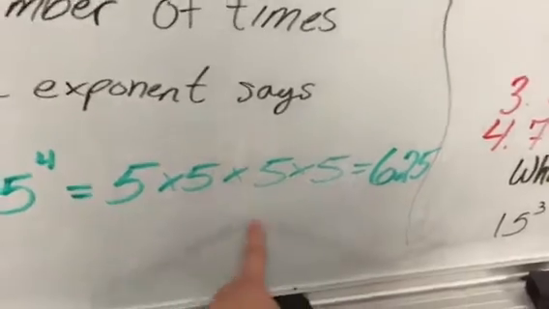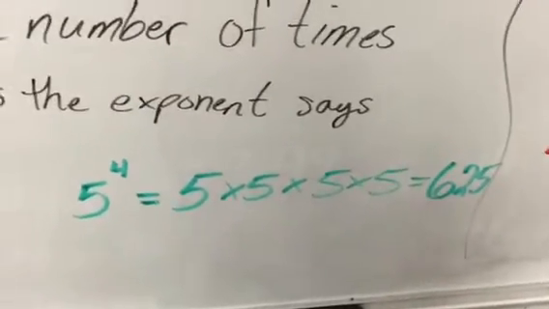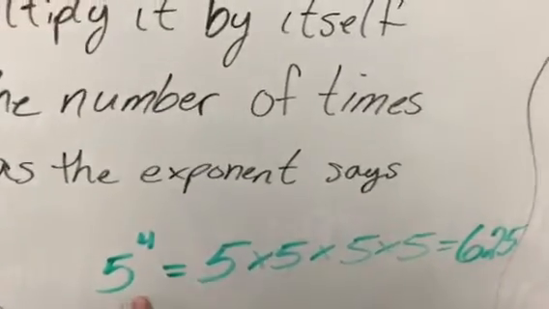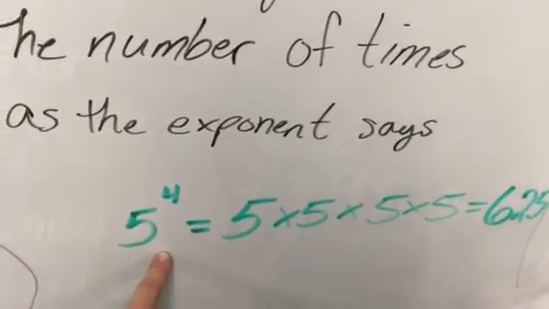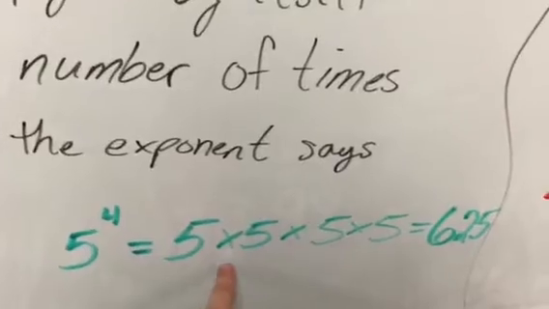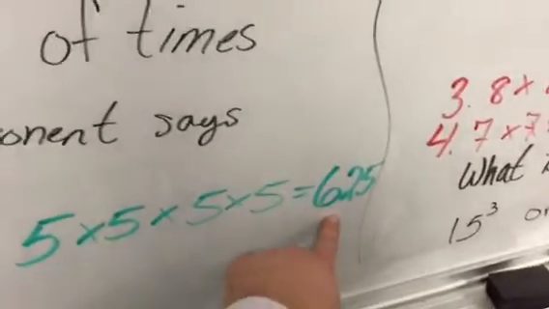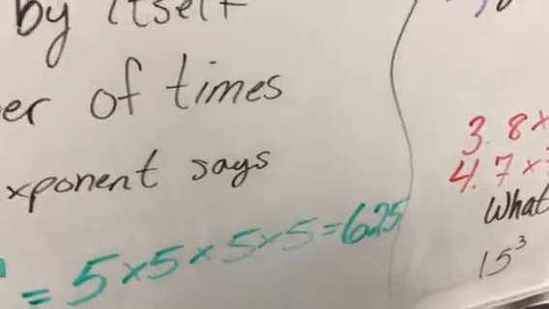So we have 3 different forms right here. What order do they go in? You're right. We have exponential notation, 5 to the 4th power, expanded form, 5 times 5 times 5 times 5, and standard form, 625, or the answer, or product.